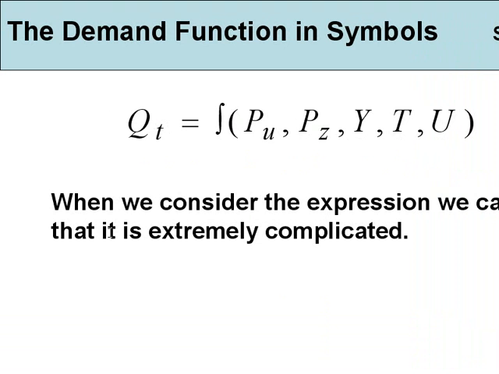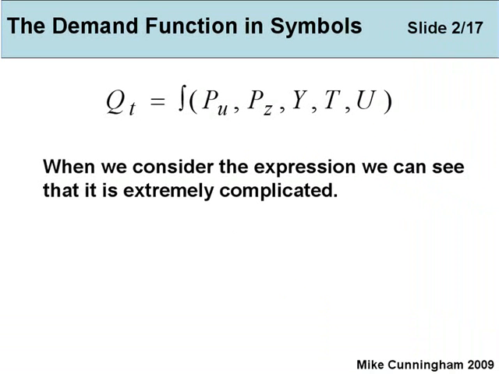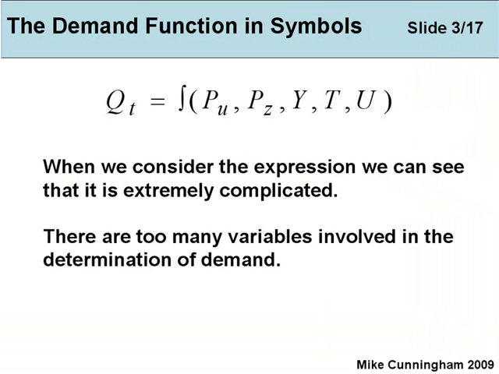So when we consider the expression, we can see it's extremely complicated. There are many variables in there, and if it was a mathematical expression, it would be very difficult to solve, very difficult to deal with. As it is, it's more a verbal expression. We're just simply using these symbols as shorthand. However, there are too many variables there. It's difficult to say the quantity demanded per unit of time depends on all of these. Which is the big influence and which is the small influence? It's difficult.